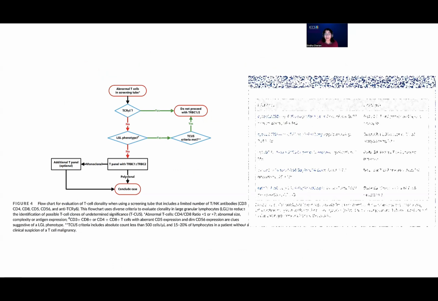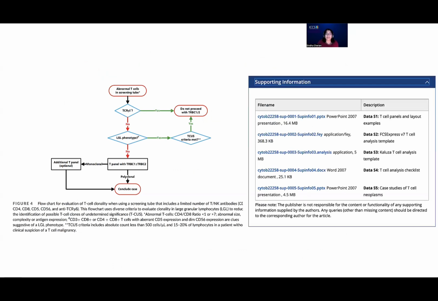And last but not least, we have the supporting information. This is sometimes overlooked, so I just wanted to highlight it here. Within their supporting information, Dr. Oak and colleagues provide lots of useful resources, including a number of T cell panels and layout examples from different laboratories, as well as a checklist you can use if you're evaluating T cell neoplasms and starting to develop your template for evaluating these. And then finally, a list of case studies that can be helpful.